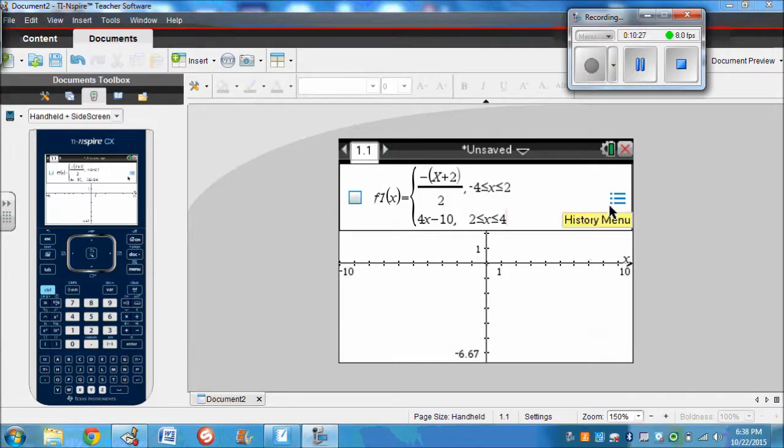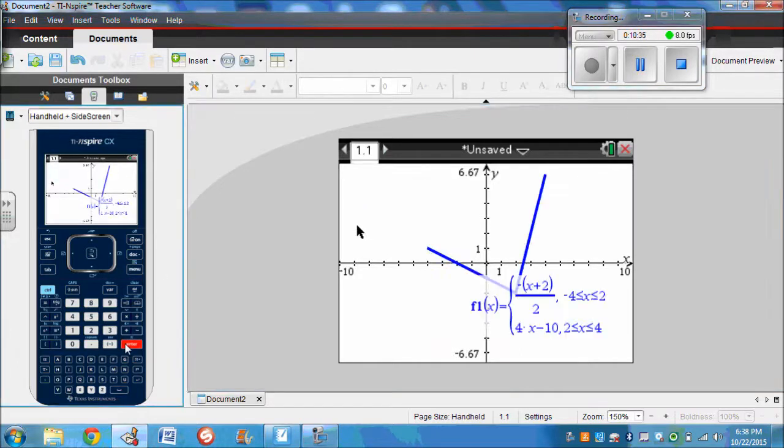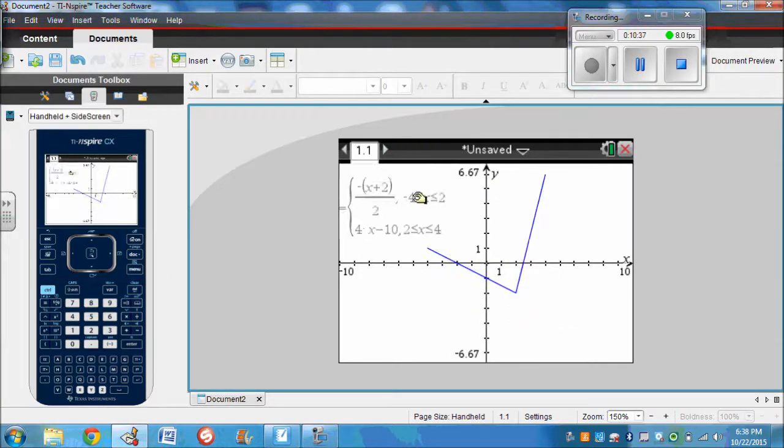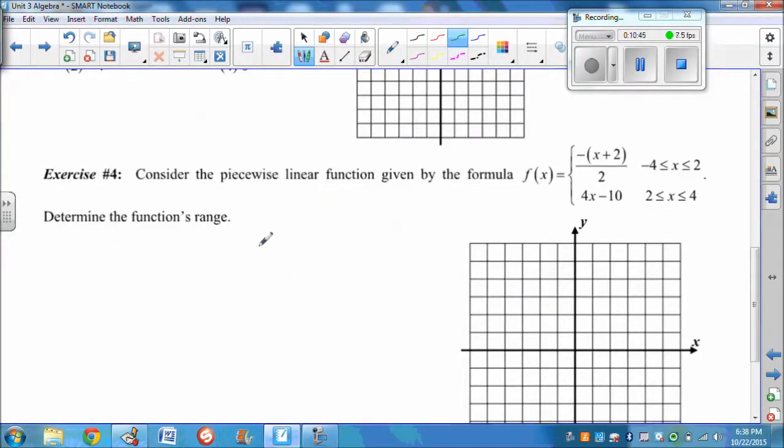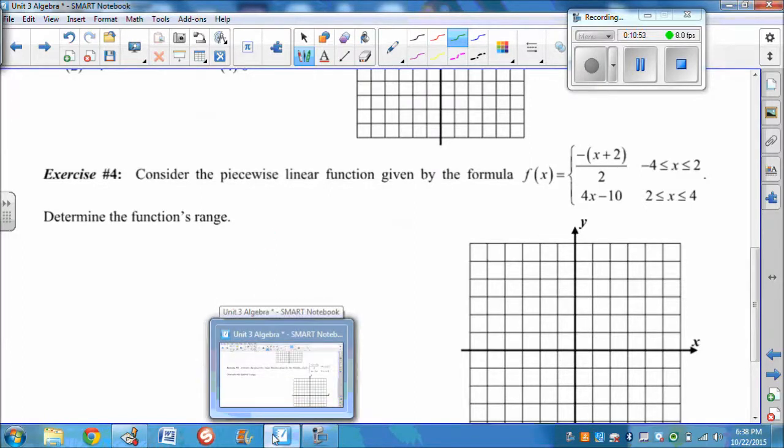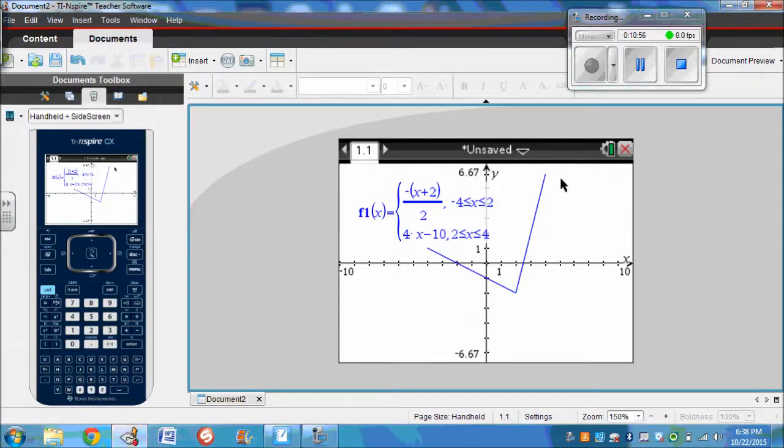So I've entered my piecewise function in. I've got both my parts, I've got both my domains listed, and now I'm going to hit enter, so it's going to graph it for us. And I can move that label out of the way. Now the question is asking us to determine the function's range. So I've probably got to look at the graph and or look at the table to determine how high and how low it's going to go. I kind of have an idea here, but not exact. Here's how high it goes, and then here's my low point here.